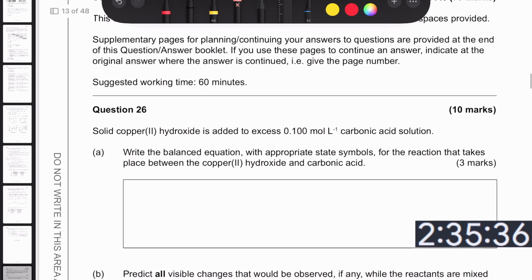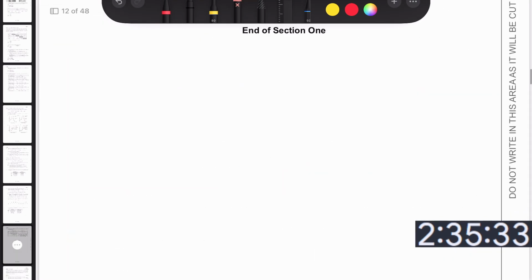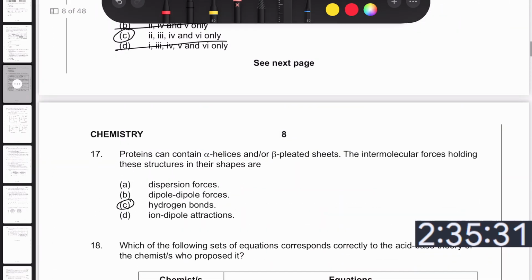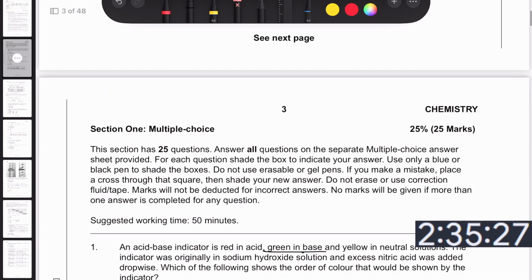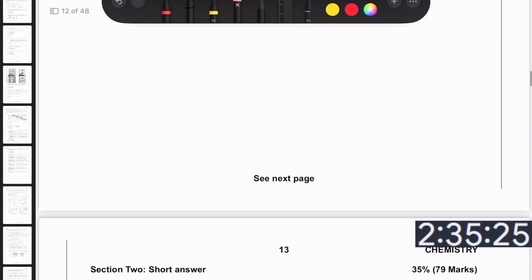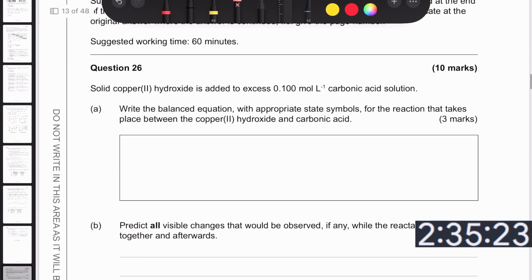Okay, section 2. I always try to get my multiple choice done in the 25 minutes, even though it says to take 50 minutes. So now I have more time for the harder questions that we will approach as we go down here.